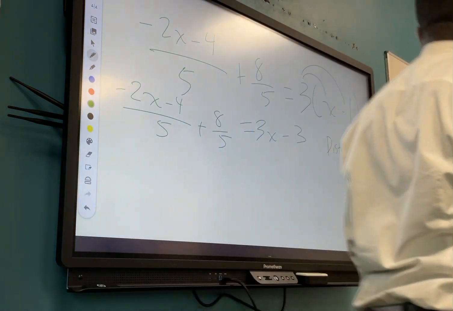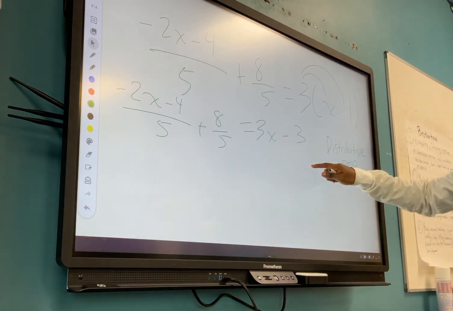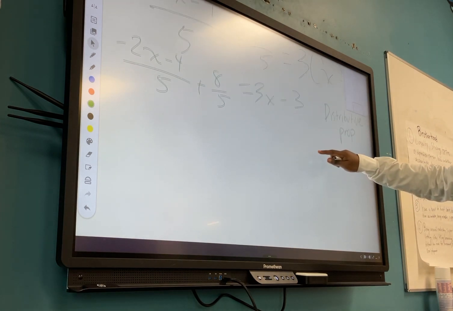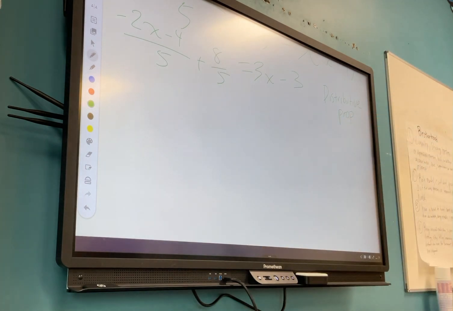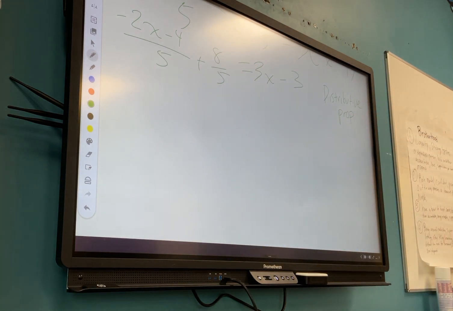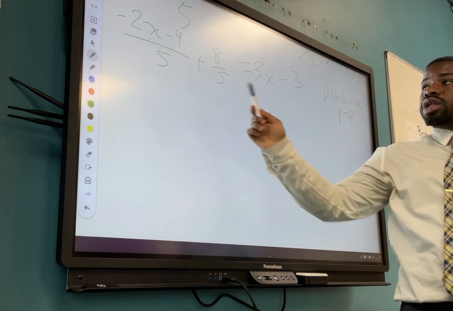All right, so now that we were able to simplify into that concept, the next step is to get rid of what? What do we need to get rid of? Before we get to that point, what do we need to get rid of? 8 over 5. We need to get rid of the denominators. We need to be able to clear the denominators.